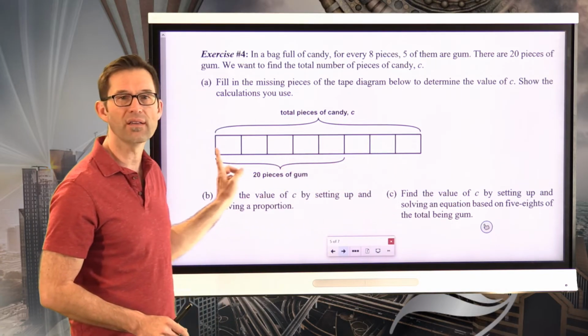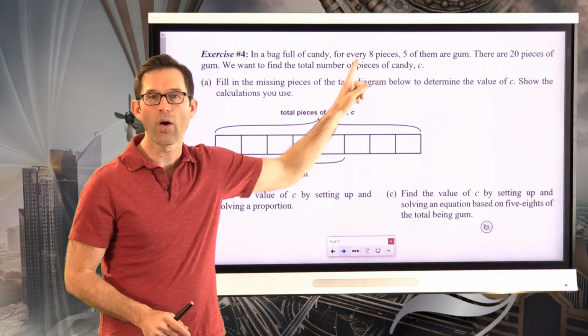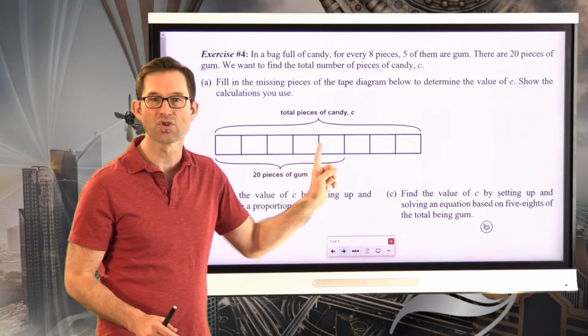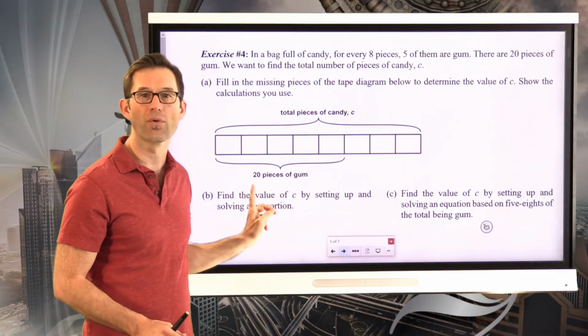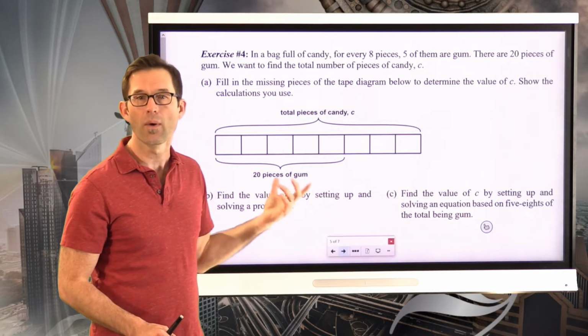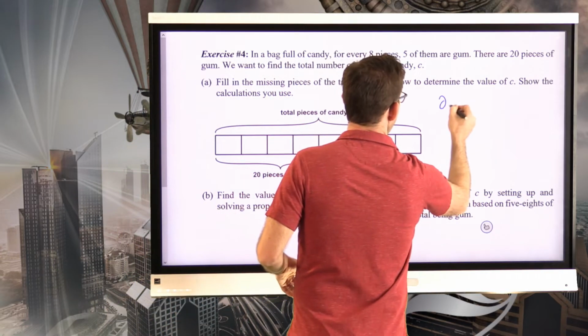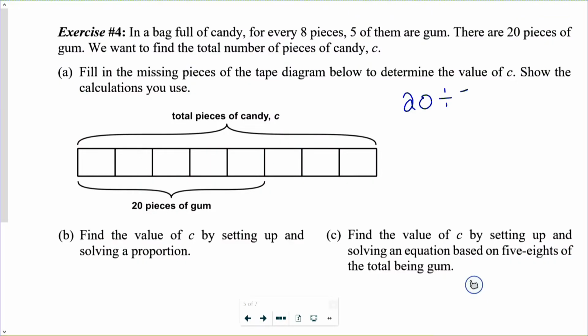The reason we have 8 sections is that 5 out of 8 are gum, right? So of those 8 sections, I'm designating these 5 as holding the 20 pieces of gum. Well, then how many are in each one? Well, I could say I've got 20 divided by 5, and that gives me 4. So there should be 4 pieces in each one of these boxes, right?